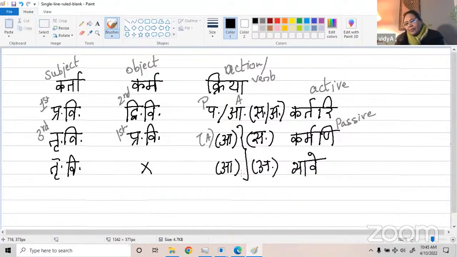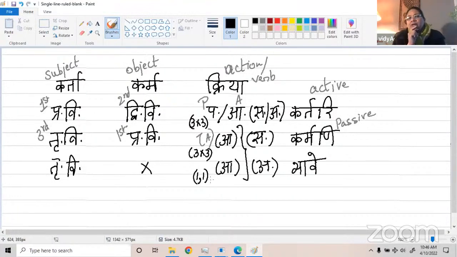But for the kartari prayogaha, you have the 3/3. For the karmani prayogaha also you have the 3/3. But for the bhave prayogaha, you have only 1,1. Only the third person singular is applicable for the bhave prayogaha and not any of the other formats. So only these things change. Nothing else changes.